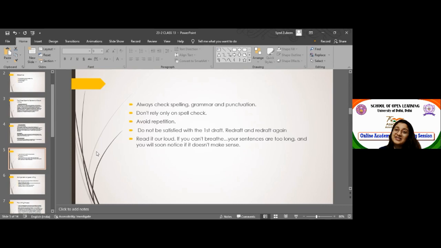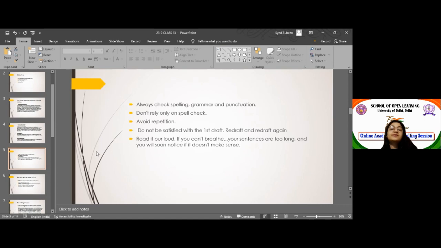Then don't rely on spell check. Sometimes when we are using spell check on our desktops and mobile phones, they can give you a different word altogether, right? They can suggest you a different word altogether. So be very sure about what word you want to use in your writing, right? And not the word that has been suggested to you. Avoid repetition. Whatever you have spoken already in the first few lines, do not repeat it in the next paragraph, right? Try to bring in new points. Try to think before you write.